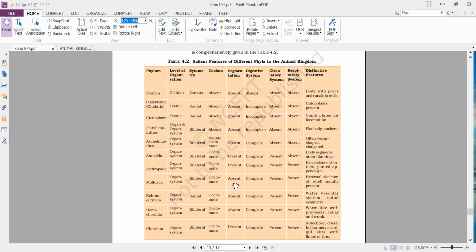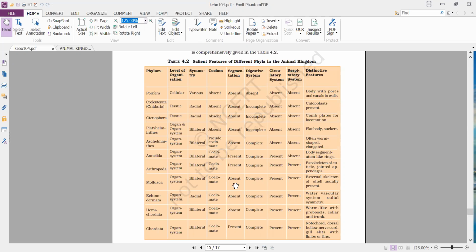With the exception of adult echinoderms, starting from platyhelminths up to the chordates, all the organisms show bilateral symmetry. When you observe the echinoderms, the larval forms show bilateral symmetry, whereas the adult forms show radial symmetry.